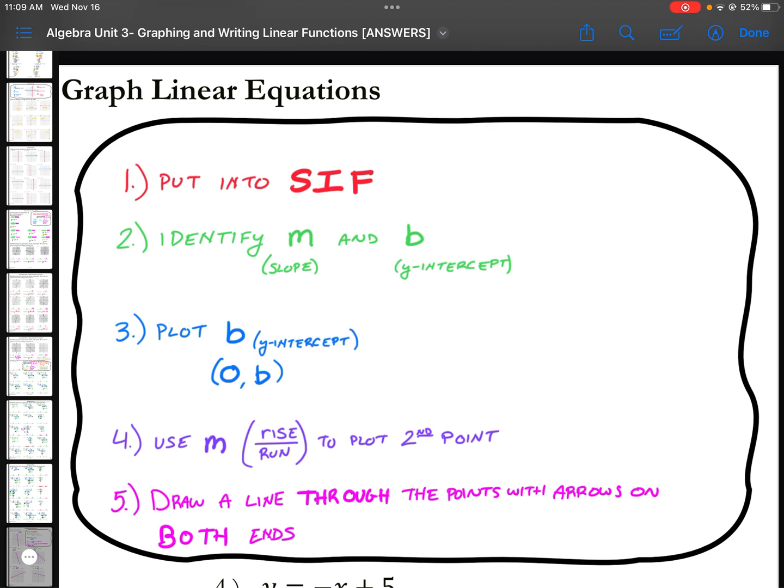Then you identify the slope and y-intercept so that we can plot the y-intercept and then use our slope, or rise over run, to get our second point. Then we draw a line through the points and have arrows at the end of them. If you need to pause the video, pause the video. I'm going to get started on problem number 1.